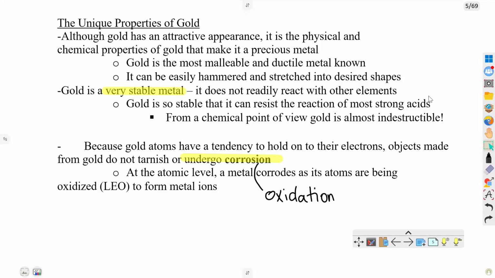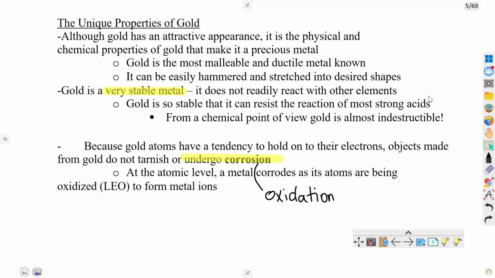And we're going to start talking about everybody's favorite shiny metal, gold. Now, gold has a very attractive appearance. It's shiny, it's pretty. We like making jewelry out of it. However, its physical and chemical properties are what makes it a very precious metal. Now, gold is the most malleable and ductile metal known. Remember, malleable means we can shape it, ductile means we can stretch it into a wire. So we can hammer it and stretch it into whatever shapes we really want.